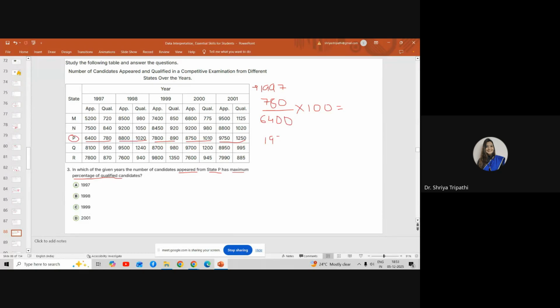Similarly, for 1998, divide how many people actually qualified, that is 1020, divided by 8800. Okay, we have answers coming in.